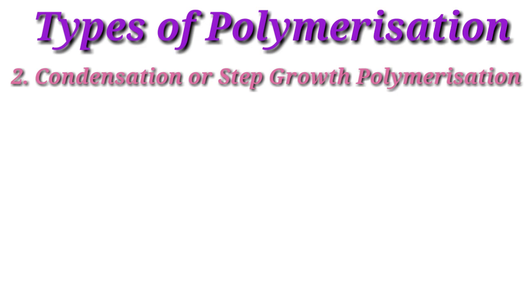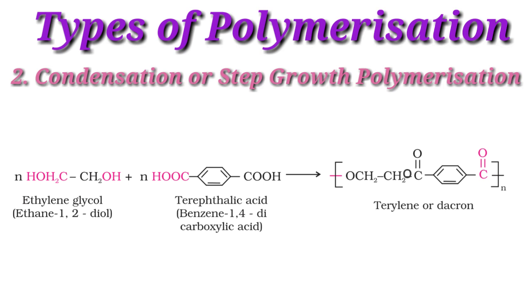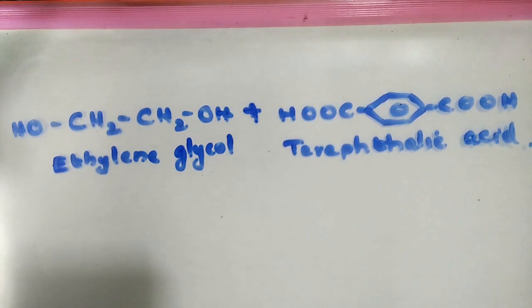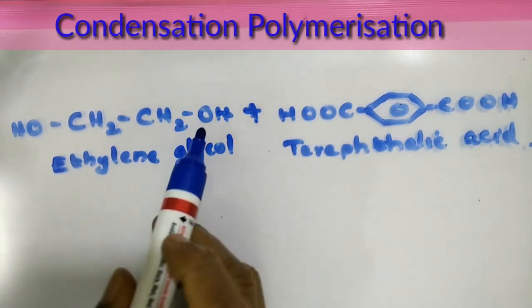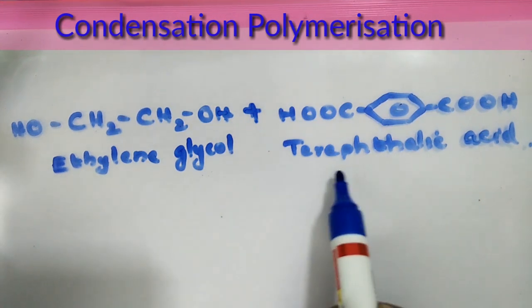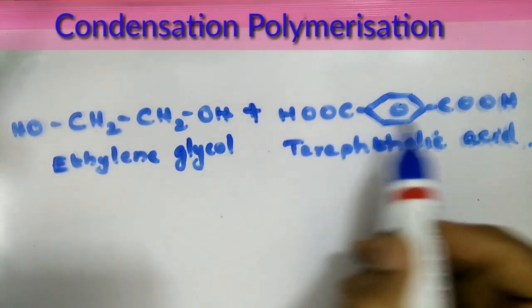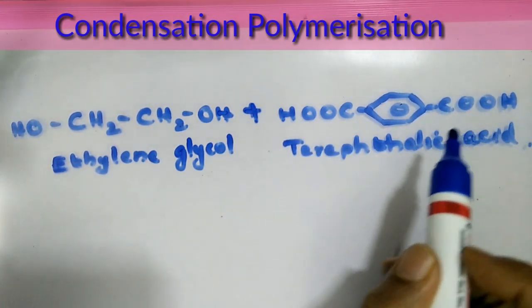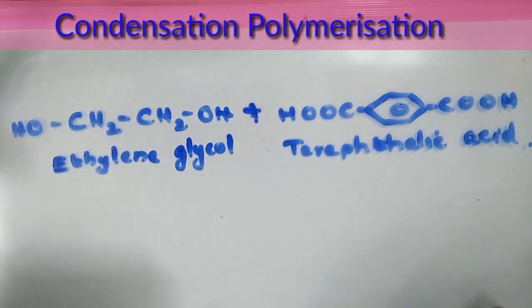Since each step produces a distinct functionalized species and is independent of each other, this process is also called step growth polymerization. The formation of terylene or dacron by the interaction of ethylene glycol and terephthalic acid is an example of this type of polymerization. Here in ethylene glycol, two OH groups are there, and in terephthalic acid, two carboxylic acid groups are there.